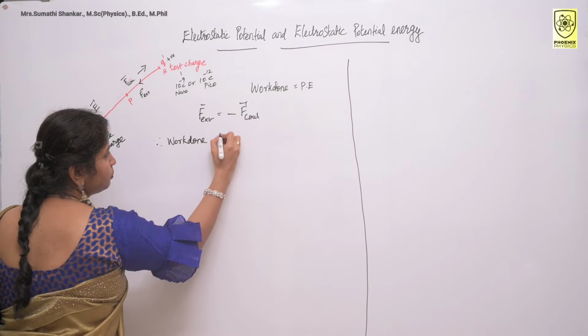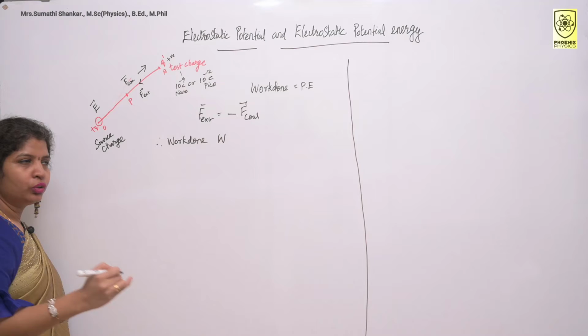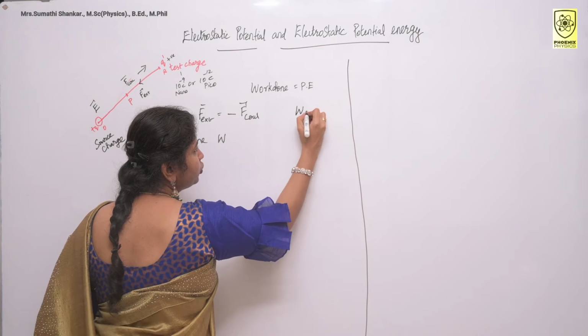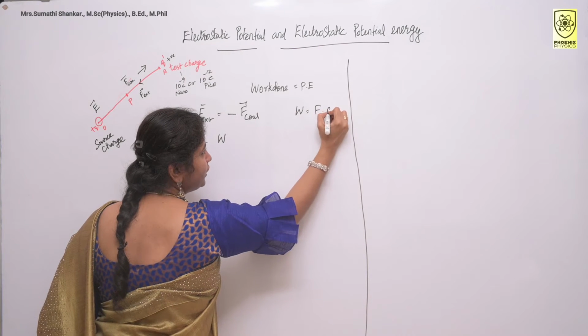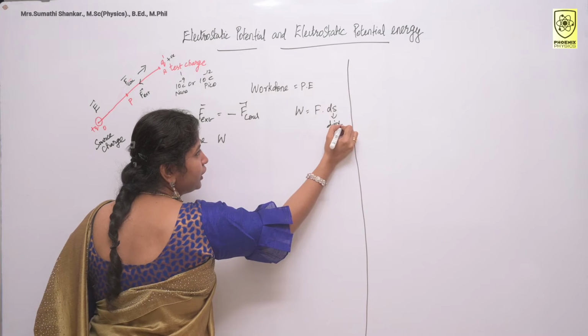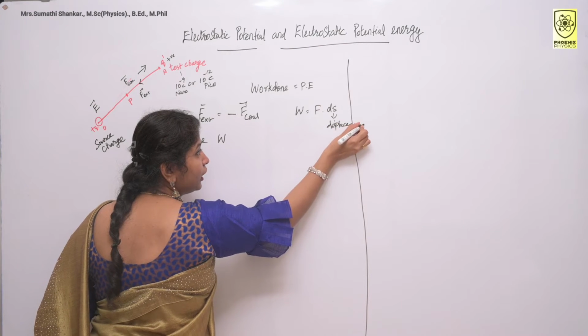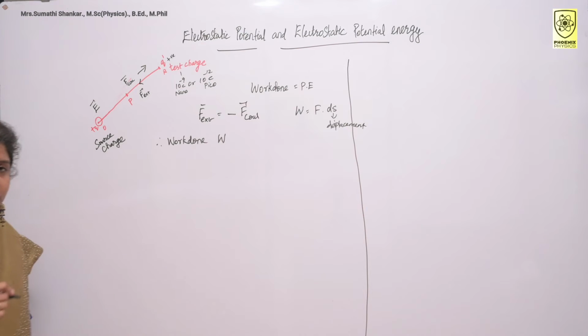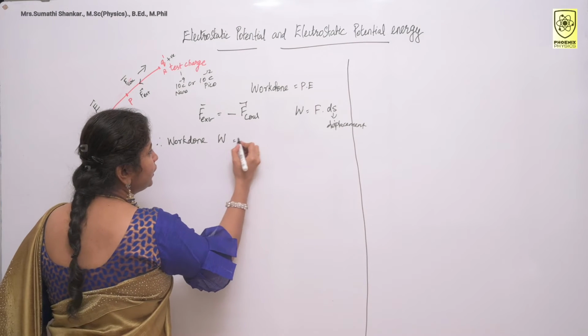Then how do you write the work done? Work done is denoted by the letter W. You know the work done formula: W is equal to F dot ds. Here ds is nothing but displacement. If it is distance, it means a scalar quantity. If it is displacement, it means a vector quantity.